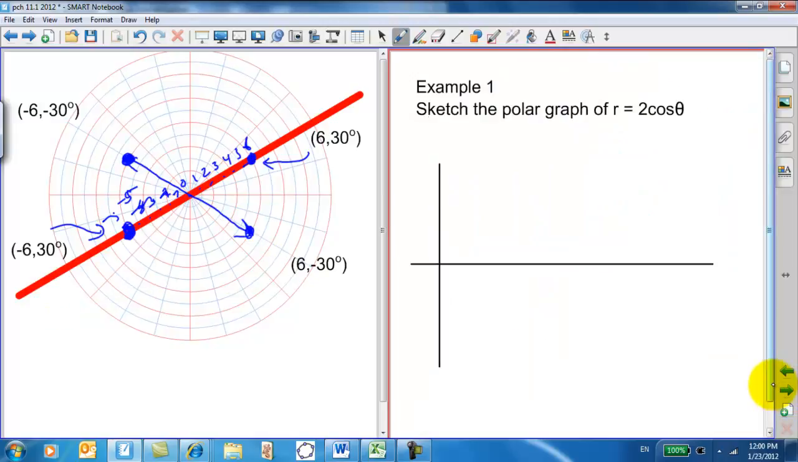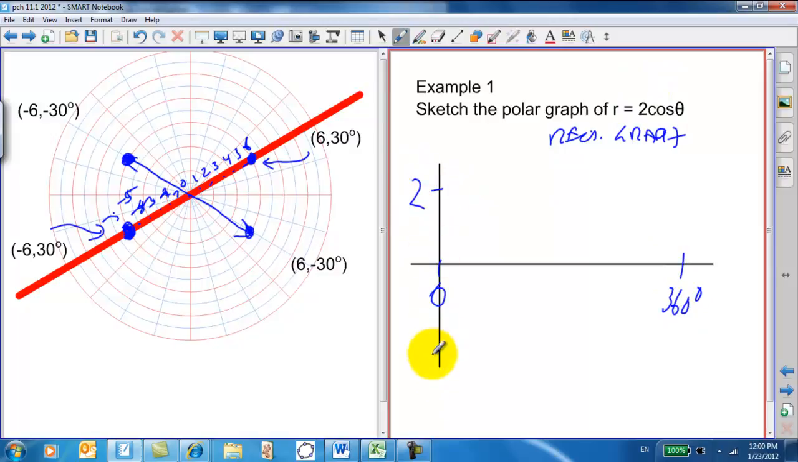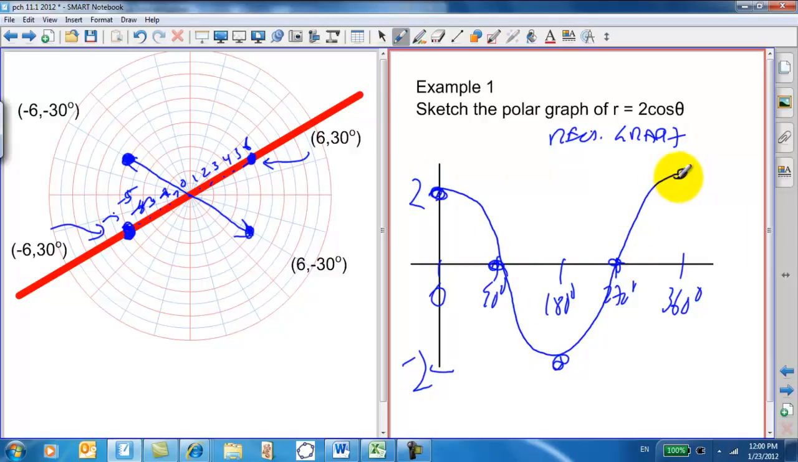Now sketch the polar graph of r equals 2 cosine theta. This is first a rectangular graph. I'm going to start with this because this is what you're used to. You're used to saying from 0 to 360, 2 cosine theta is going to peak at 2 and down at -2. And halfway through, in quarters, 90, 270, it'll go max, 0, min, 0, max. And here's your cosine graph, right?